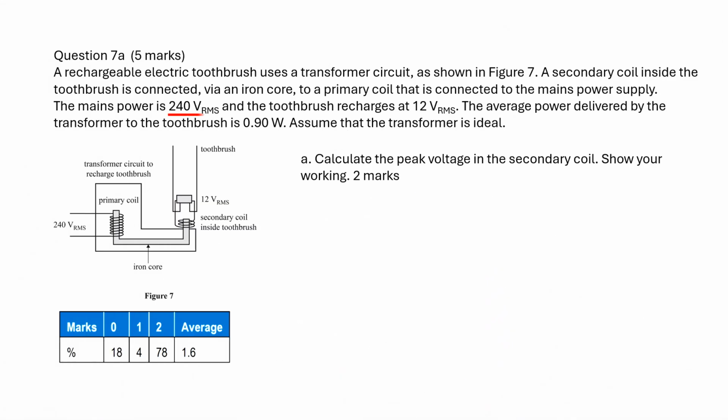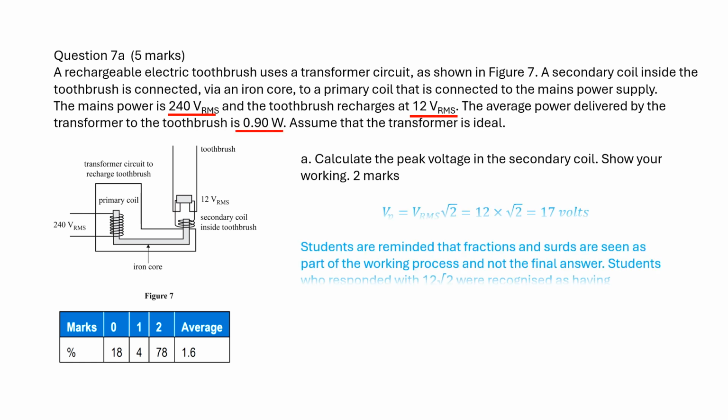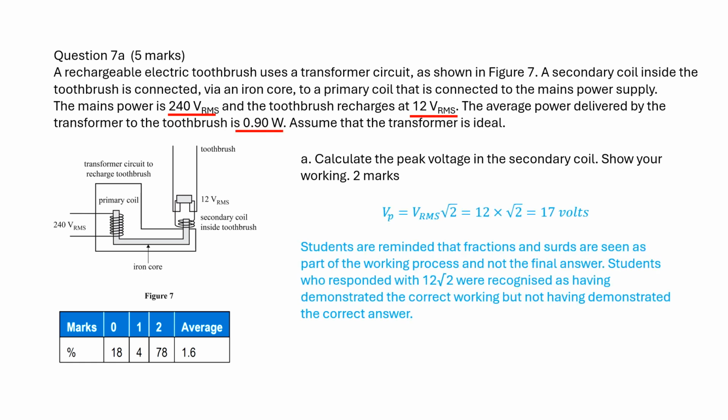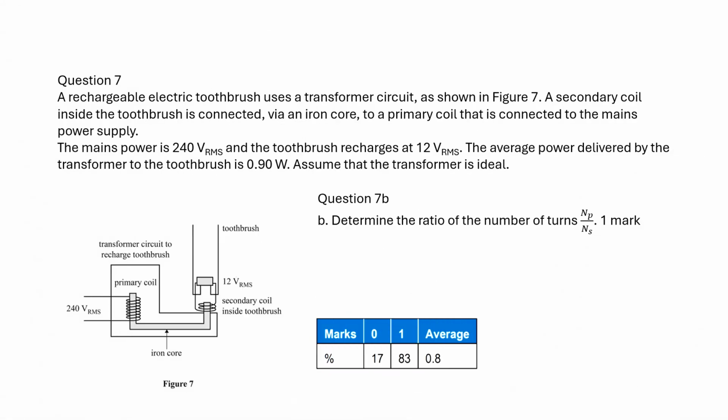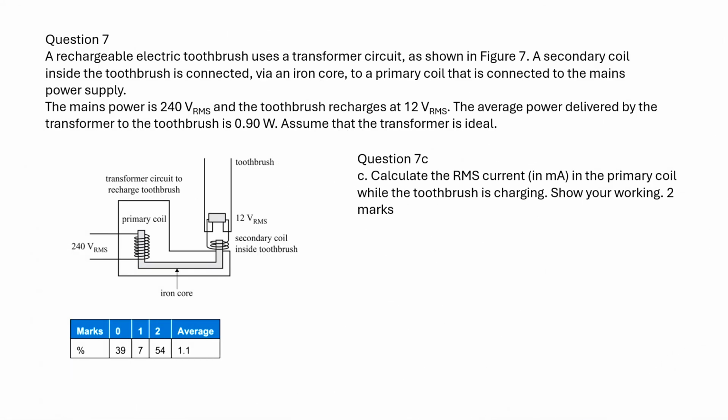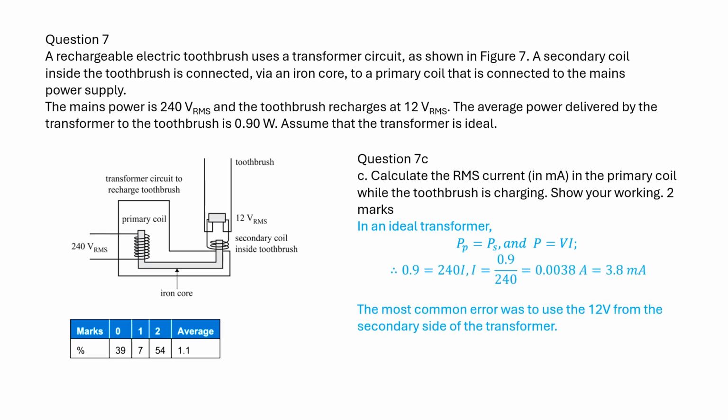We know VRMS and its power. The peak voltage is the square root of 2 multiplied by VRMS. The ratio of the number of turns equals the ratio of voltages. Assume this transformer is ideal so that the power of the secondary coil is the same as the primary coil. Using the power equation, we calculate the current in the primary coil. The most common error was to use the 12V from the secondary side of the transformer.